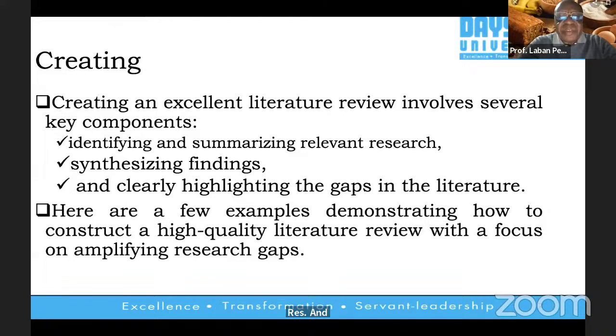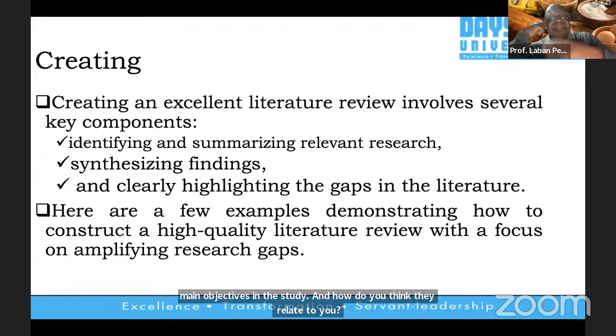We should note that creating an excellent literature review involves the following components: identifying and summarizing relevant research. The supervisors on this platform, please insist that students actually engage and summarize relevant research. Begin to ask them: what is the research gap in this article you have just given me? Ask them about the methodology. Ask them about sampling. Ask them about the main objectives in the study and how they relate to the study we want to help you develop.